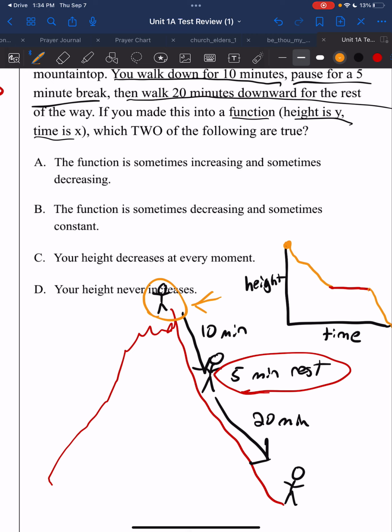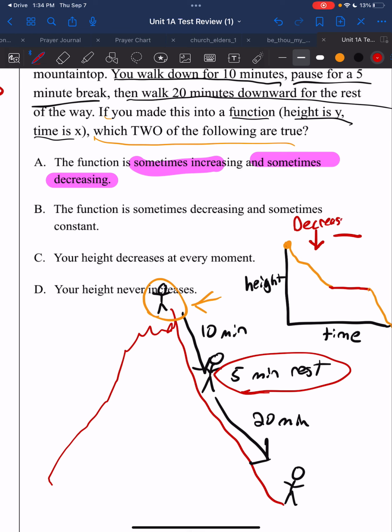So it says, if I made this into a function, which two of the following are true? Let's read this one. The function is sometimes increasing and sometimes decreasing. Well, my function here is only going down or staying constant. So my function is only decreasing and constant, so this one can't be right. And that's exactly what this next one says: my function is sometimes decreasing, sometimes constant. True.